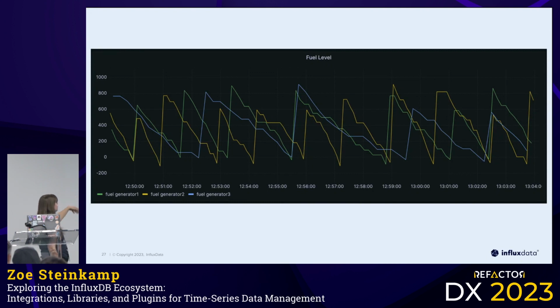We have our fuel for generators 1, 2, and 3. And in case you're wondering why it looks so weird, it's because it's randomly generated data. These are not real generators. That would be kind of cool if they were. But no, I don't have a generator full of gas sitting at my house that I'm monitoring.